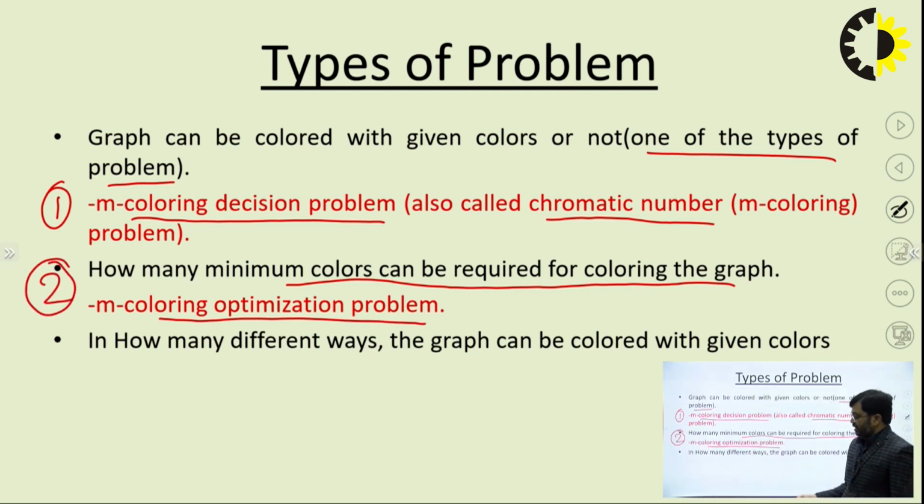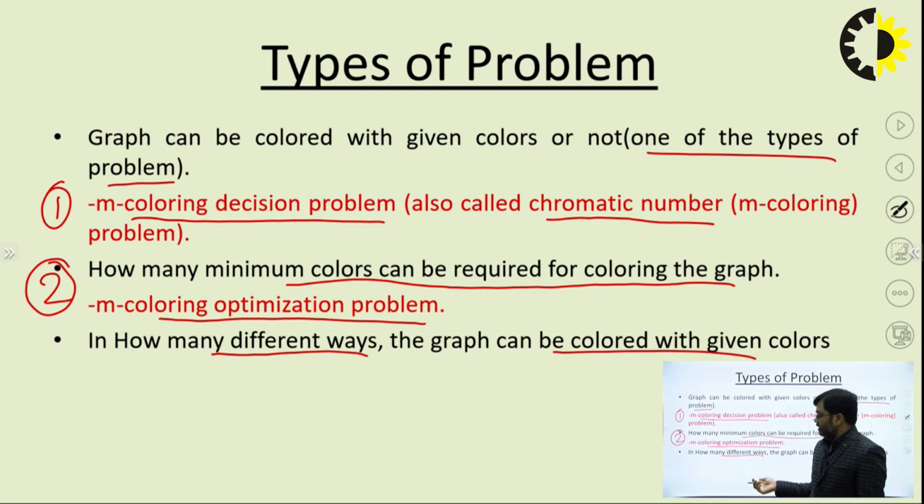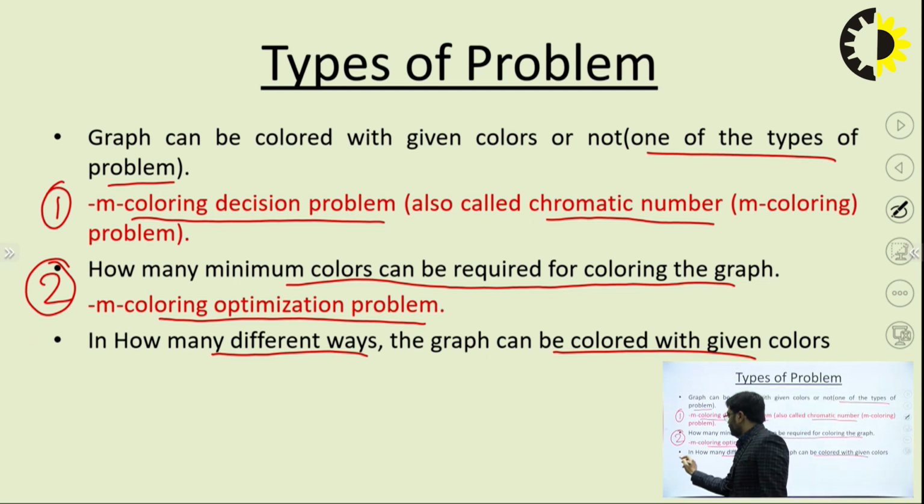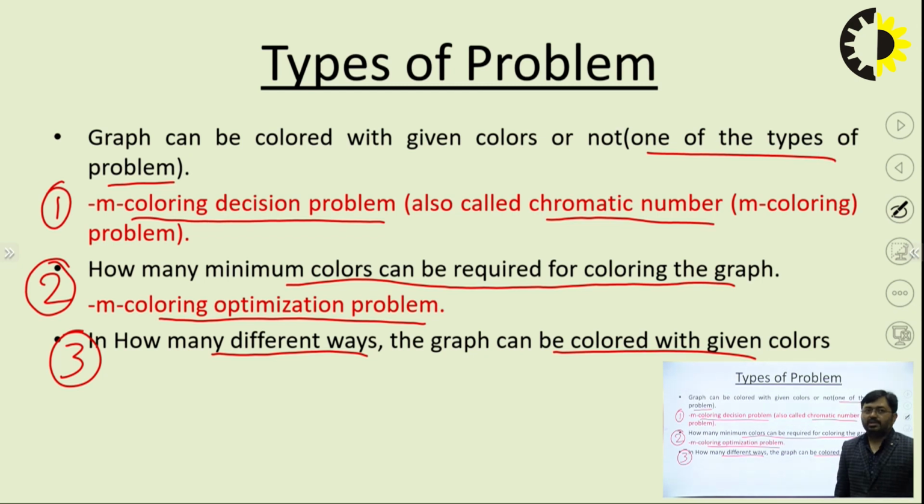And number 3, in how many different ways the graph can be colored with the given colors? If we have a graph given and some colors also given, then how many different ways can we color that graph? This is problem number 3, the third type of problem. Then we have 3 types of problems here.